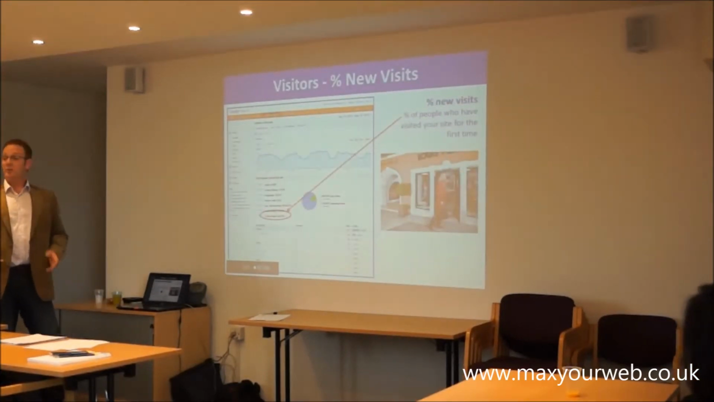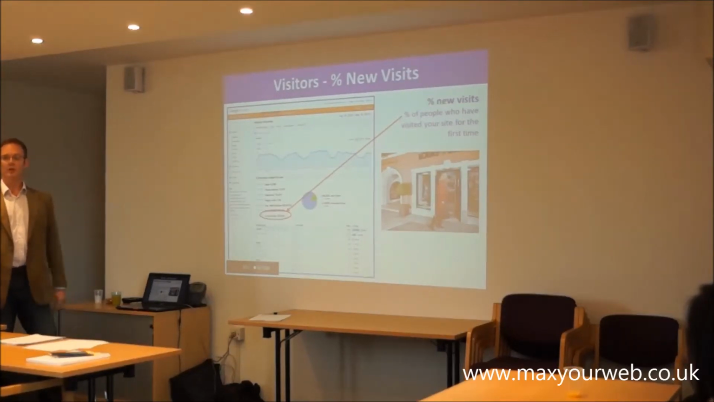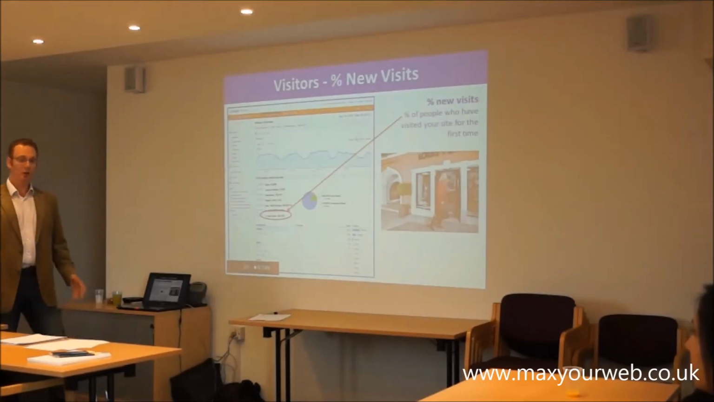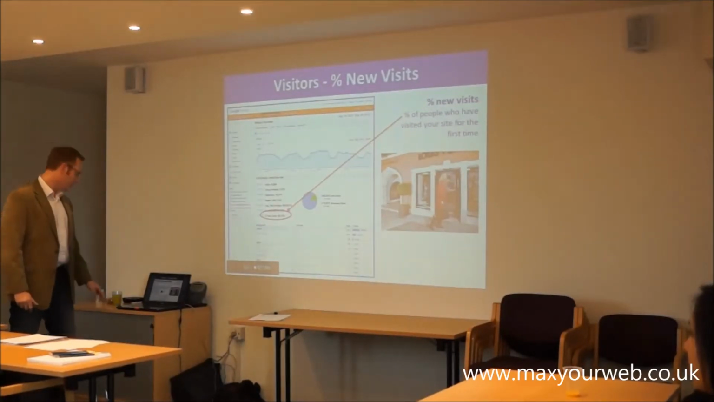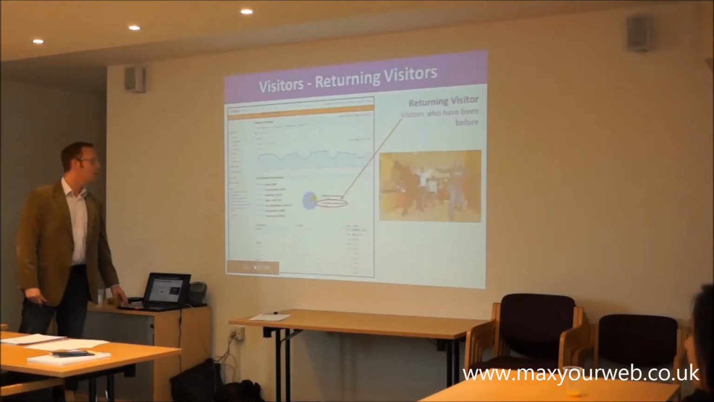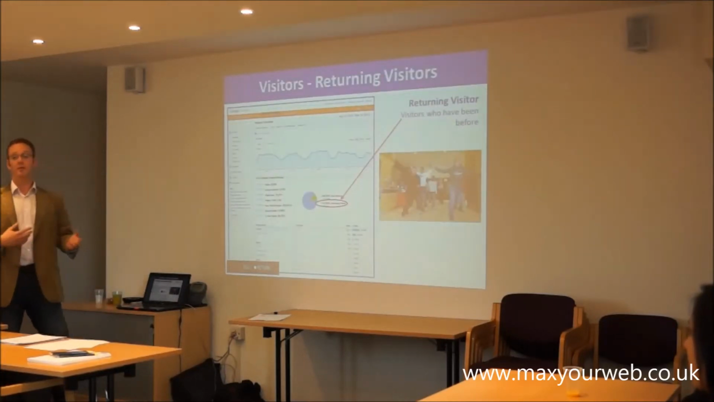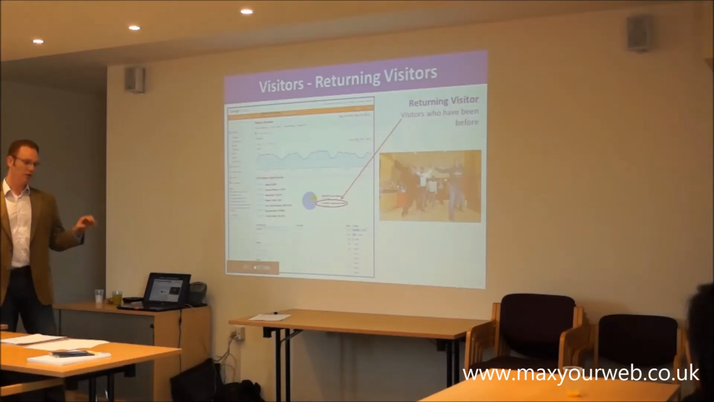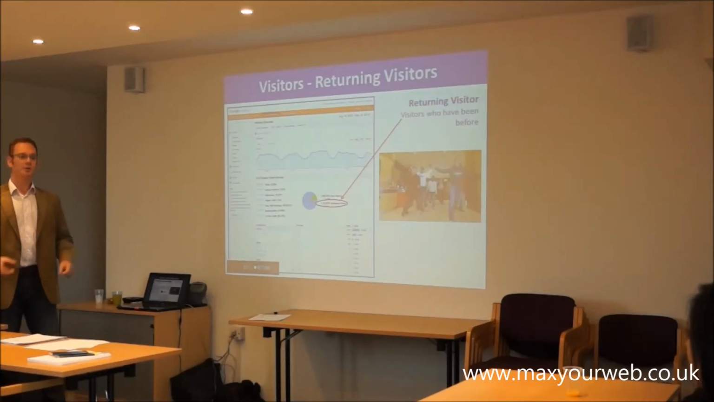New visits, that's pretty much as what you'd expect it to be. It's the number of times a new person has come in that's never been before. So they've never been to a Waitrose before, they've never been to your website before, versus the number of people that have been before. And Google tracks this because everyone has an IP address, an address of their computer, and it tracks all of that stuff, so it knows if you've been to somewhere before or if you haven't.